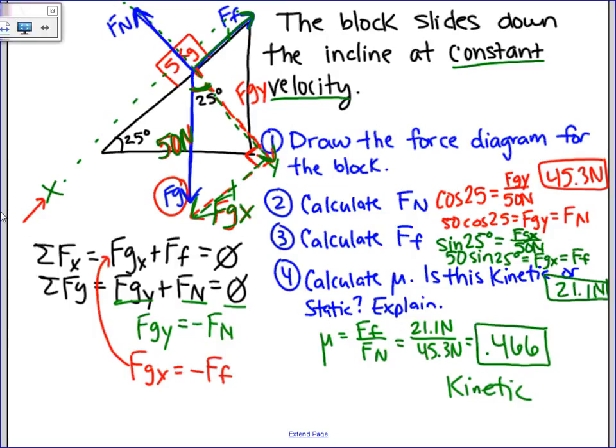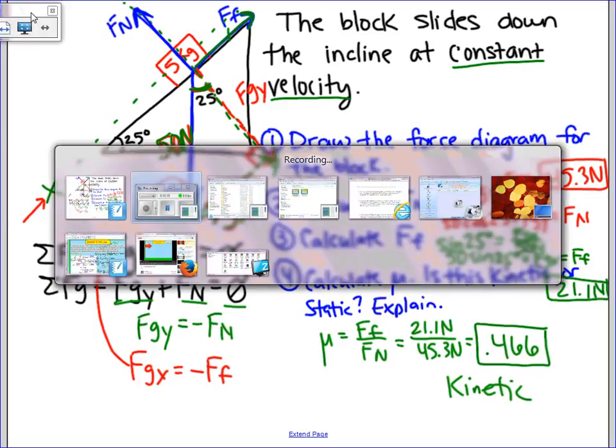This concludes the video on the ramp problem for Unit 4.